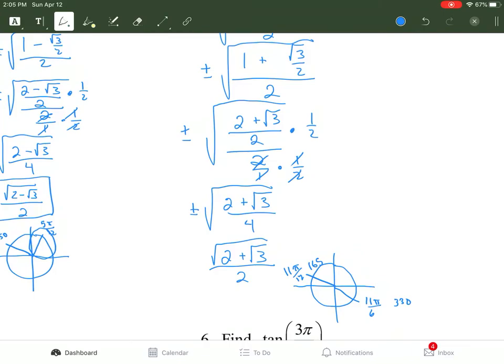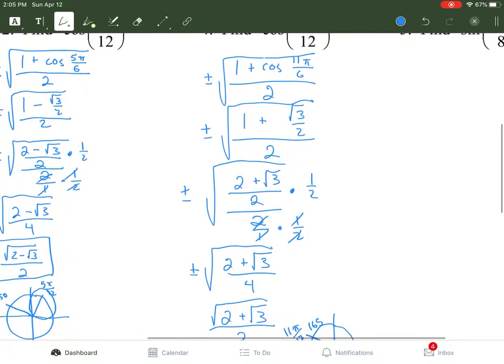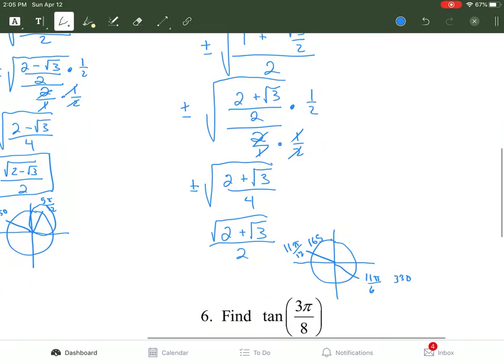Okay, so now we are dealing with a cosine function. So in this quadrant number 2, what are the x values? The x values are negative, so this is going to be a negative number. And we're done.